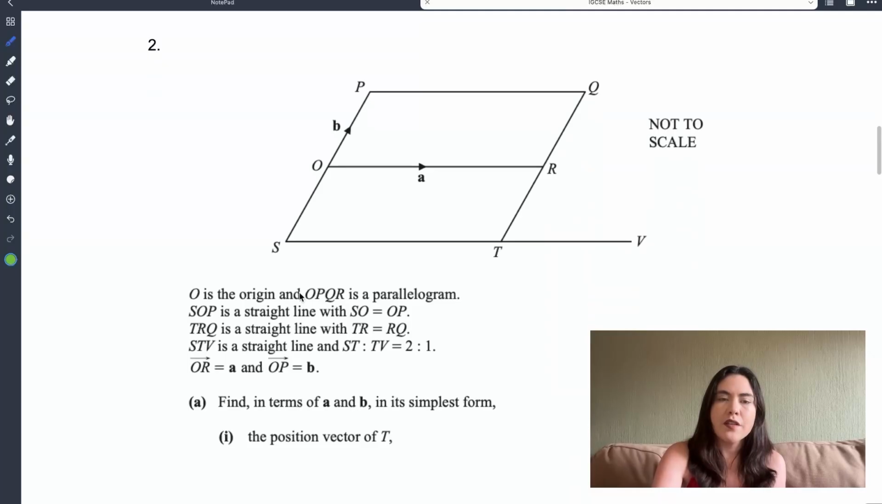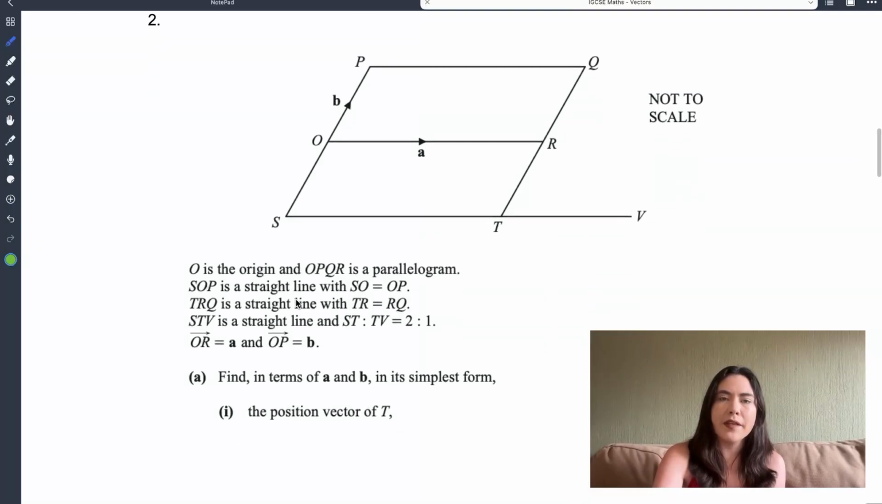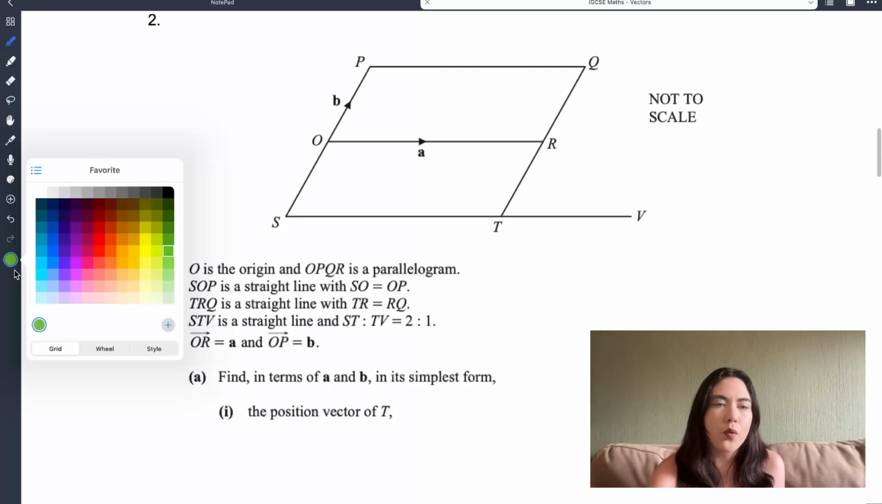Question 2. This one is a little bit more complicated because we don't have all of the set values, but that's okay. Let us read the question and then investigate the diagram.